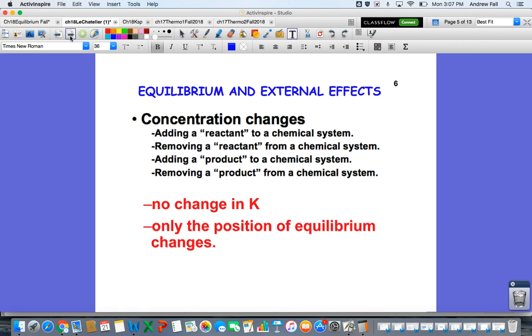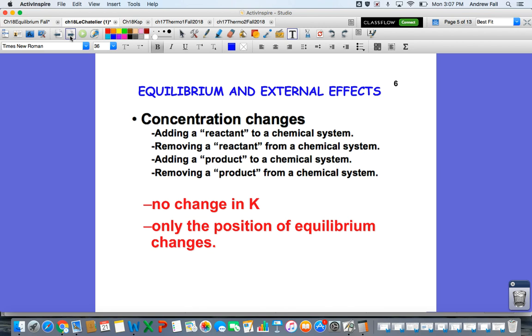Concentration changes we can quantify as a K versus Q situation, which there's a separate video on. And essentially what this does is whenever you increase the amount of a reactant you have, you're going to favor the production of more product because you basically have perturbed the equilibrium or knocked it out of whack. If you add a product, it's going to convert back to a reactant.